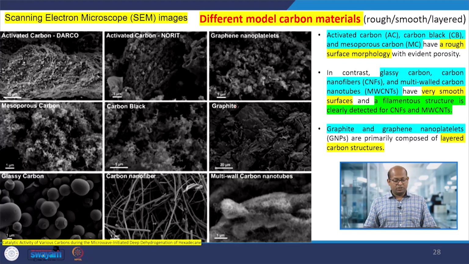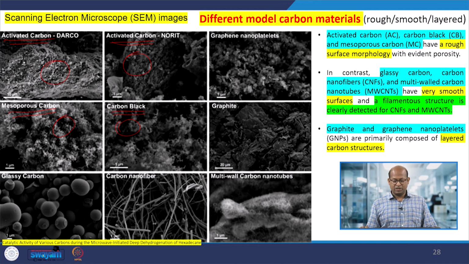Okay, here are some other different model carbon materials that were taken. Here you can see we have taken activated carbons, carbon black, and mesoporous carbons. They have a rough surface in the image. Once these materials were taken and we collected the SEM images, you can see these materials have a rough surface; the surface morphology is rough.